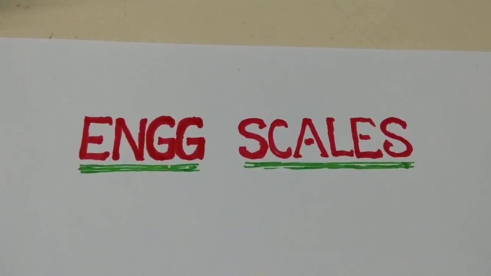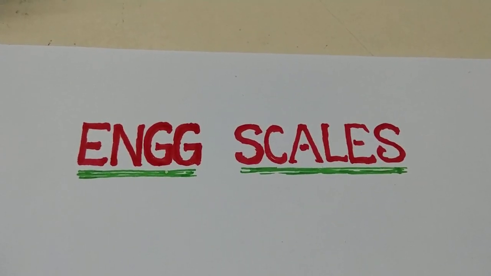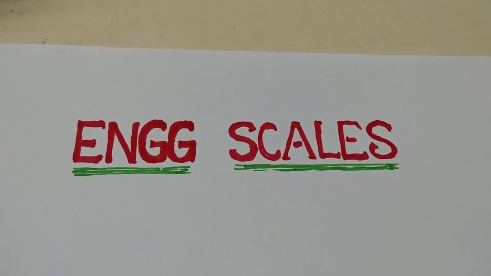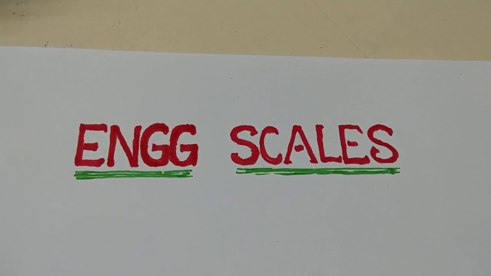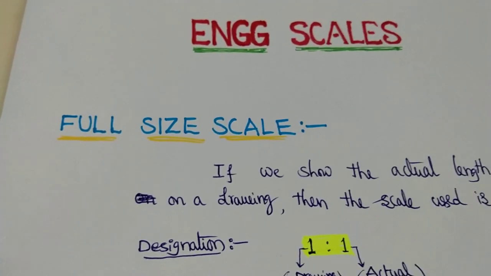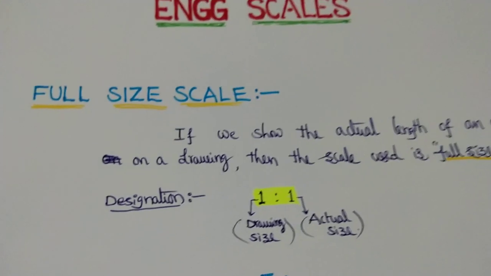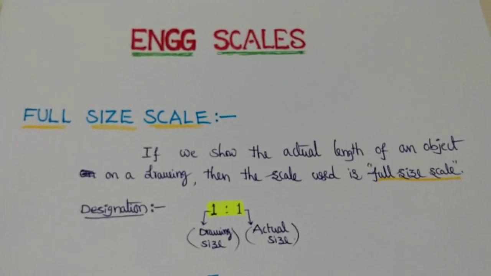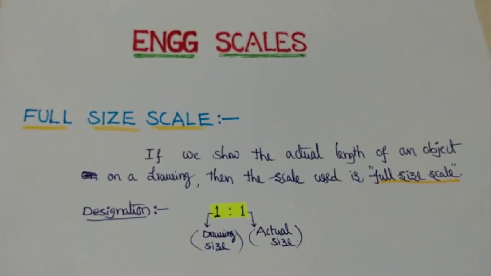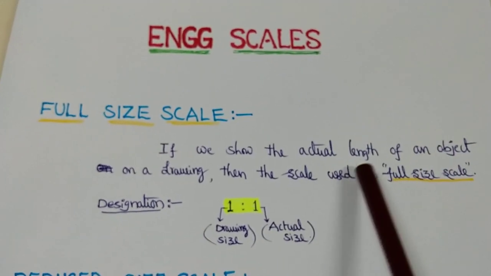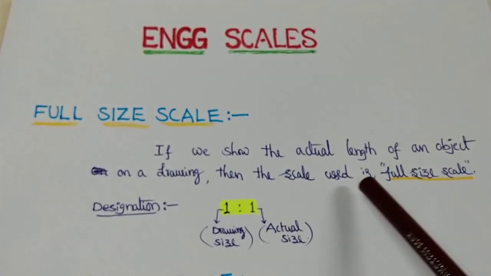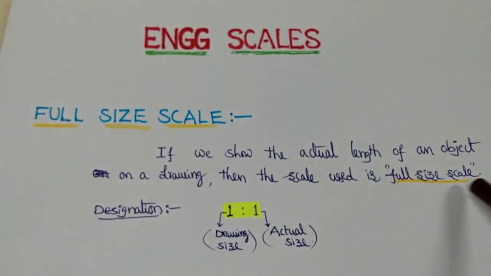For the purpose of convenience, scales are used to prepare a drawing at full size, reduced size and enlarged size. So we can see what is full size scale, reduced size scale, similarly enlarged size scale. If we come to the definition of the full size scale, here if we show the actual length of an object on a drawing, then the scale used is called full size scale.